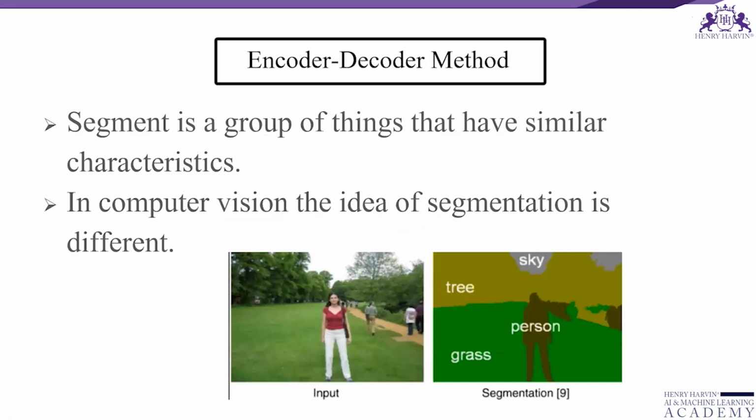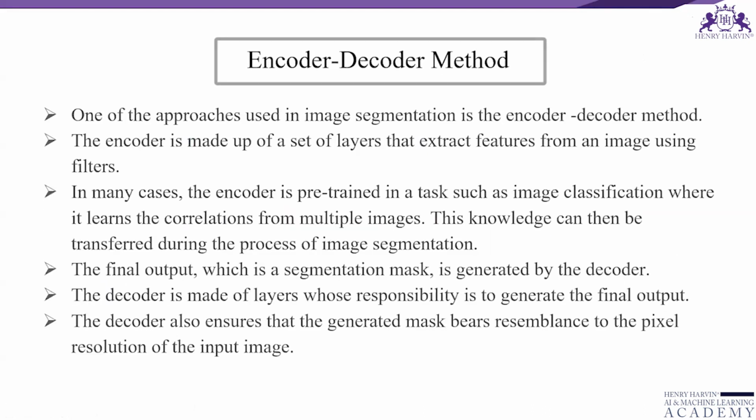We all know that a segment is a group of things that have similar characteristics. But in computer vision, the idea of segmentation is different. If you look over here, you can see a person, grass, tree, sky. Here also there are persons, right? So this is what we are going to understand, right?